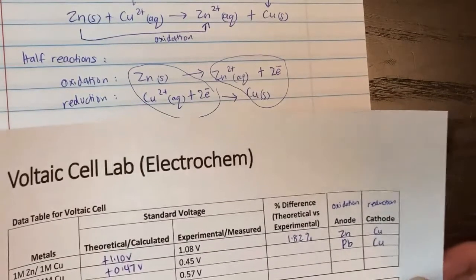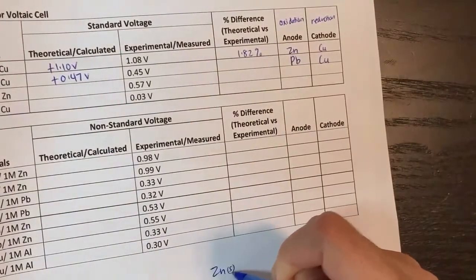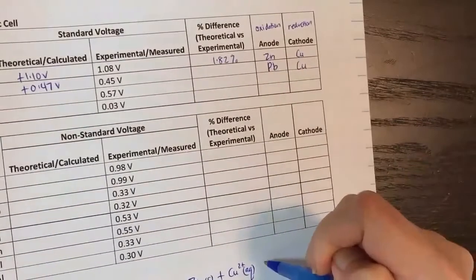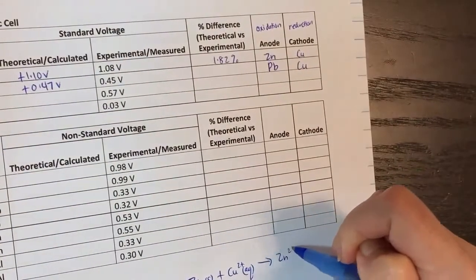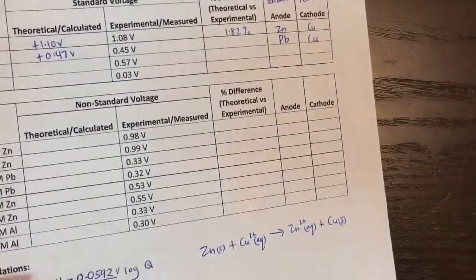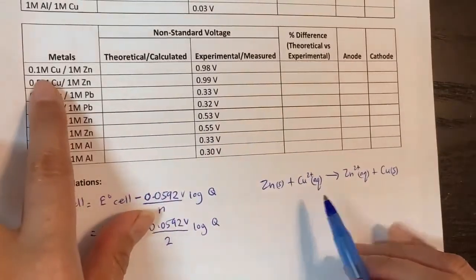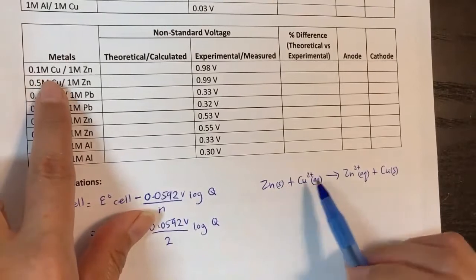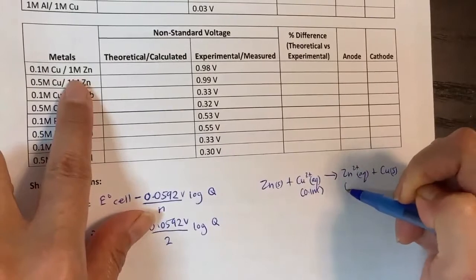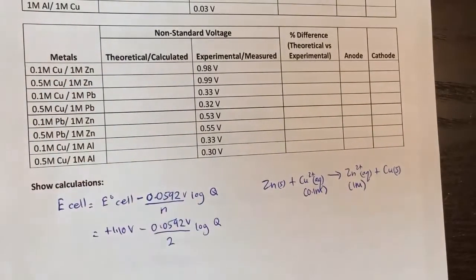Okay, so let me write the equation out. Again, this is the equation for zinc solid plus copper 2 plus, and then that goes to zinc 2 plus aqueous plus copper solid. Okay, so here's my equation here. And remember the molarity was given in this chart here. It says 0.1 molarity copper. So this is 0.1 molarity here. And zinc here is 1 molarity. The solids, you don't need molarity because you don't even write it in.